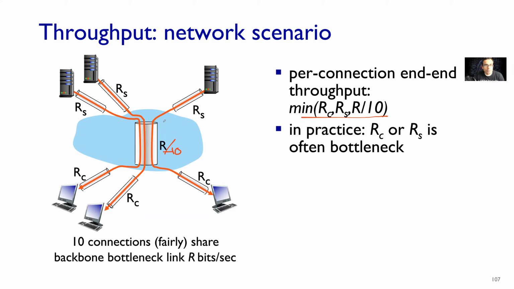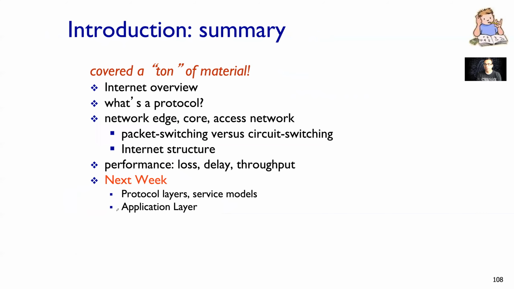Now in practice, typically, though you can't say that for sure, in most instances R would be very high. Even R by 10 would be very high. So very often it's either RC or RS that becomes the bottleneck. So either on the server side or on the client side is where we experience bottlenecks. Again, typically, not always, but that's a fair approximation to make.